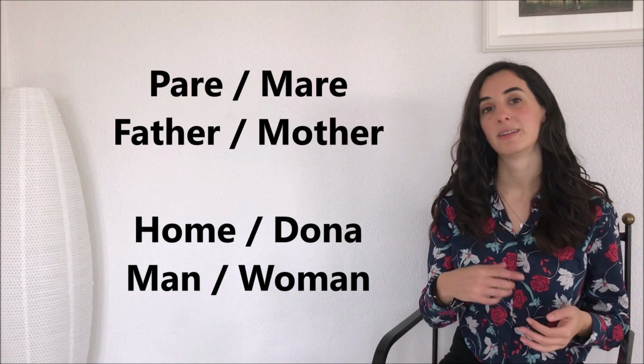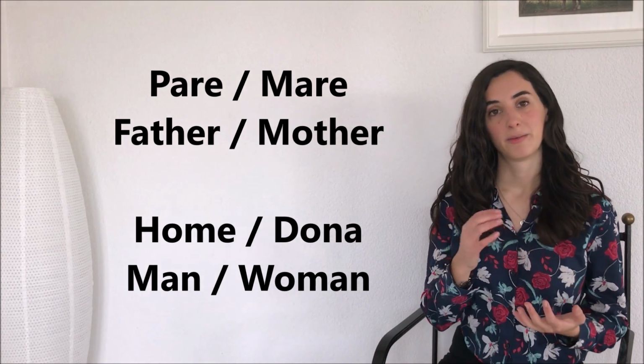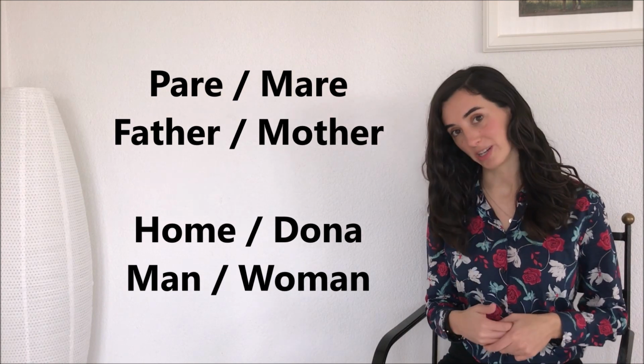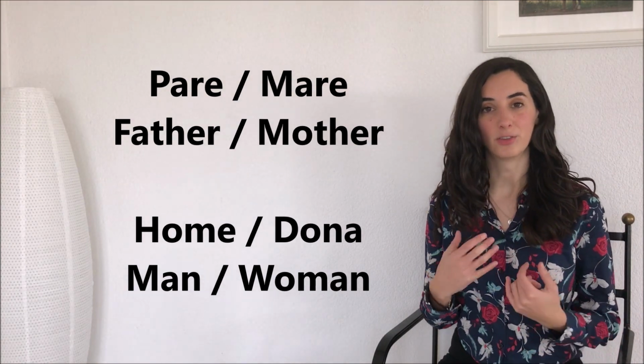And then we would also have what we could call pairs of opposites, so concepts that are different or opposite, and then the word is different. So that would be the case in father and mother, or man and woman. In Catalan would be pare, mare, or home, dona.